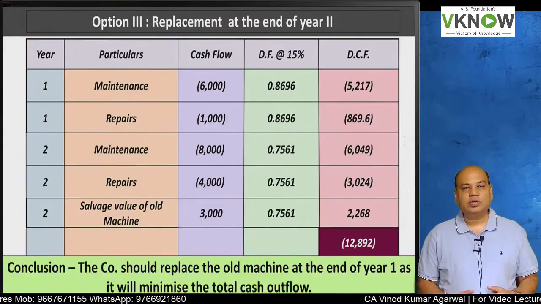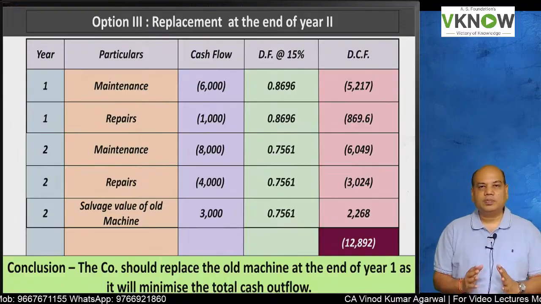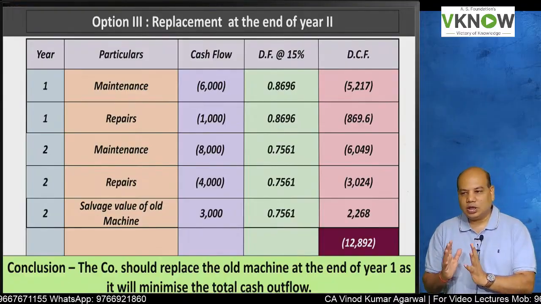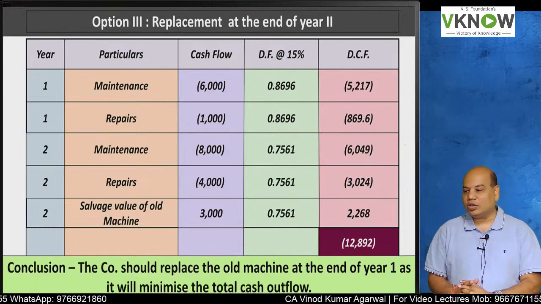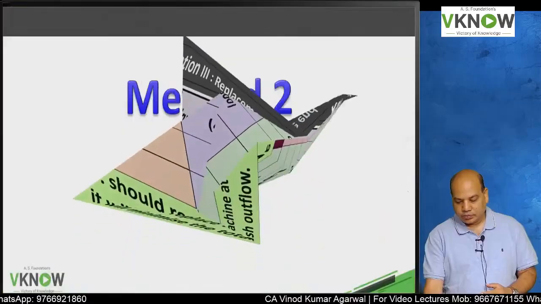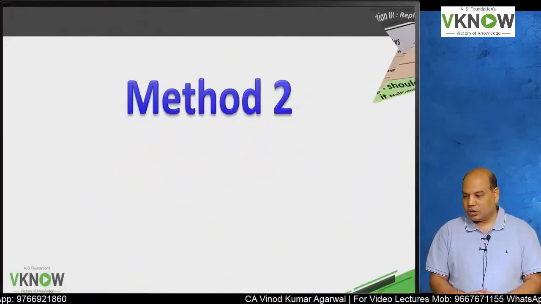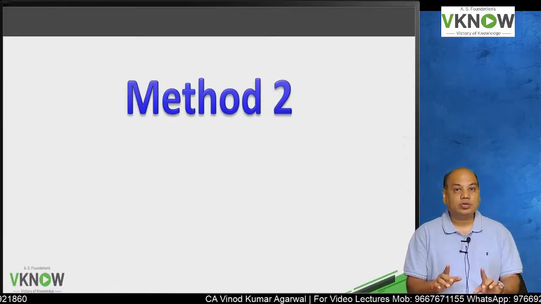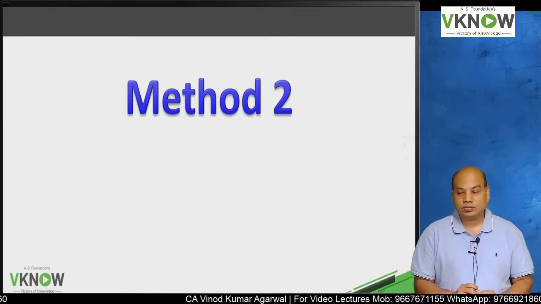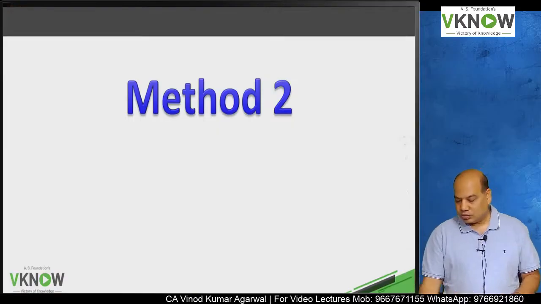So this is method 1. In method 1 we will compare by taking an equal number of years. Now we will take method 2. Same problem I am going to solve by one more method, that is method 2. Is it right? In method 2 what we will do?